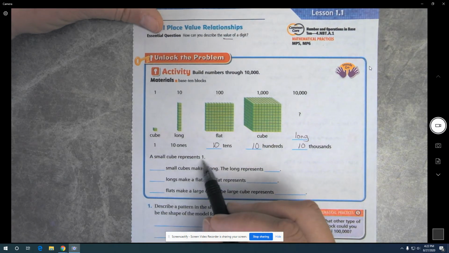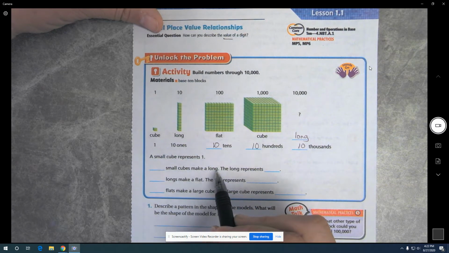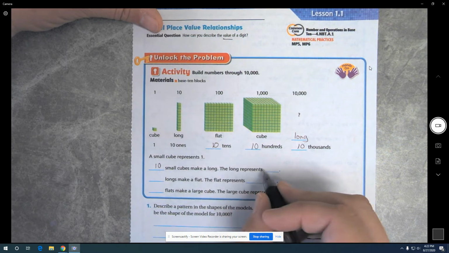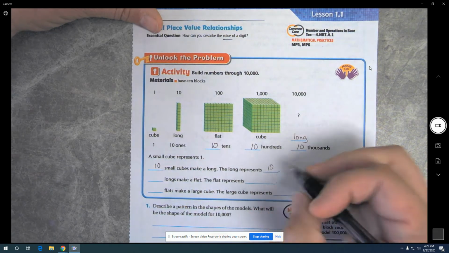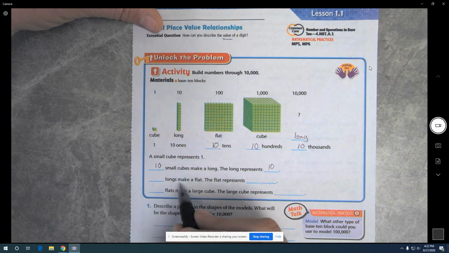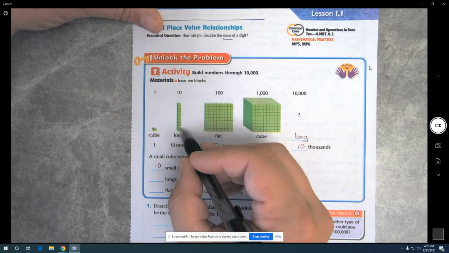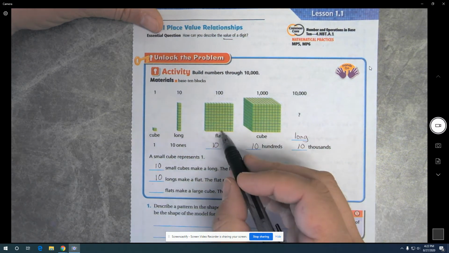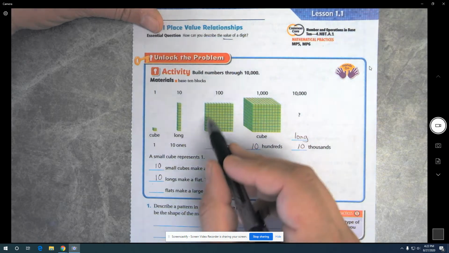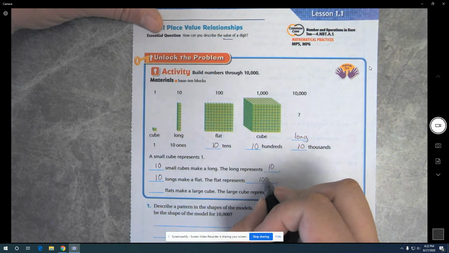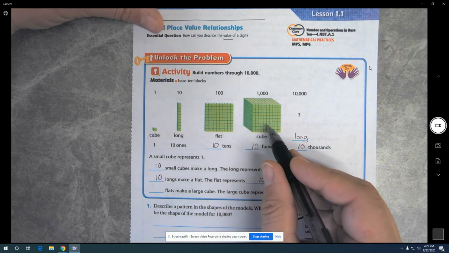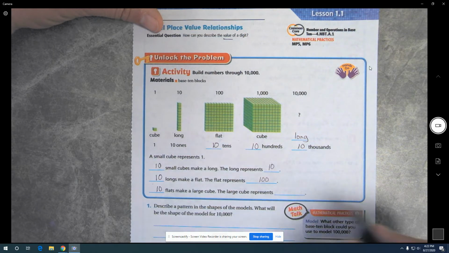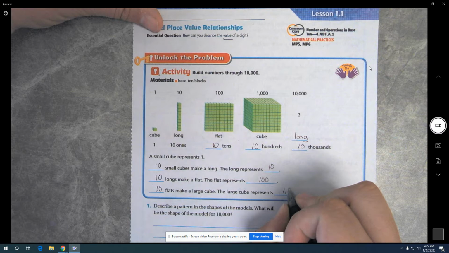So a small cube represents 1. How many small cubes make a long? Small cube is 1. It'd be 10 small cubes make a long. The long represents 10. How many longs make a flat? Now it doesn't say how many, but it's a blank. How many longs make this flat? 10. And this flat represents 100. How many flats did it take to make a large cube? 10. Notice the pattern, base 10s. And the large cube represents 1,000.